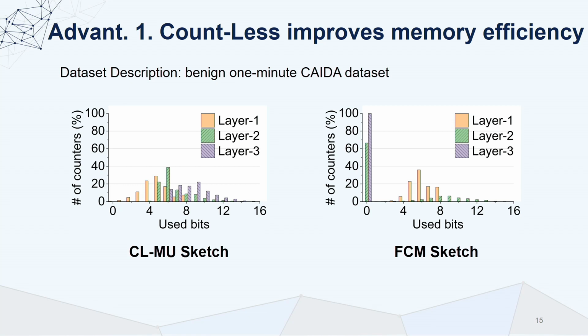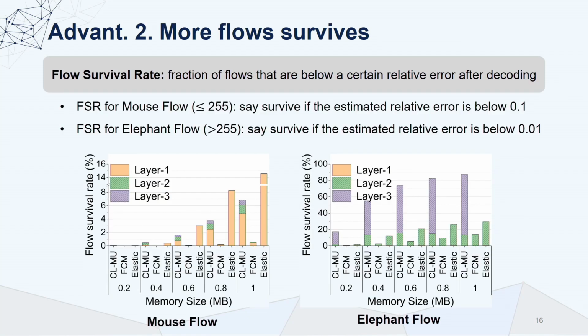Using a dataset with 99% mouse flows, Countless used all three layers, maximizing its counter usage. On the other hand, FCM mostly uses layer 1 counters since it strictly partitions the layers based on the flow size. To analyze the schemes in detail, a metric called flow survival rate was introduced.